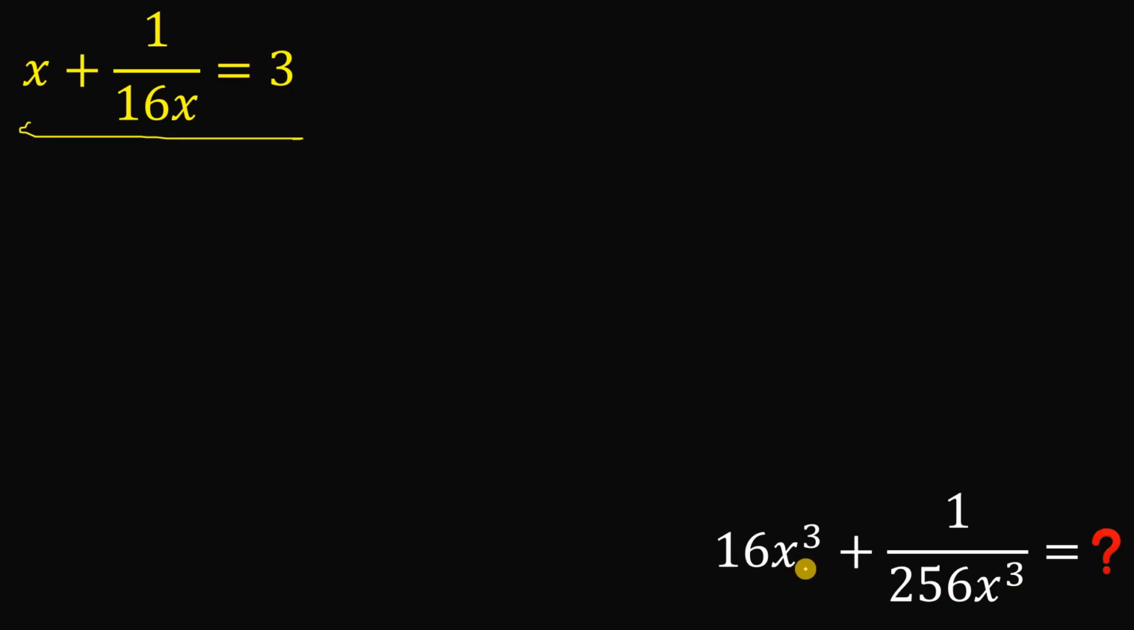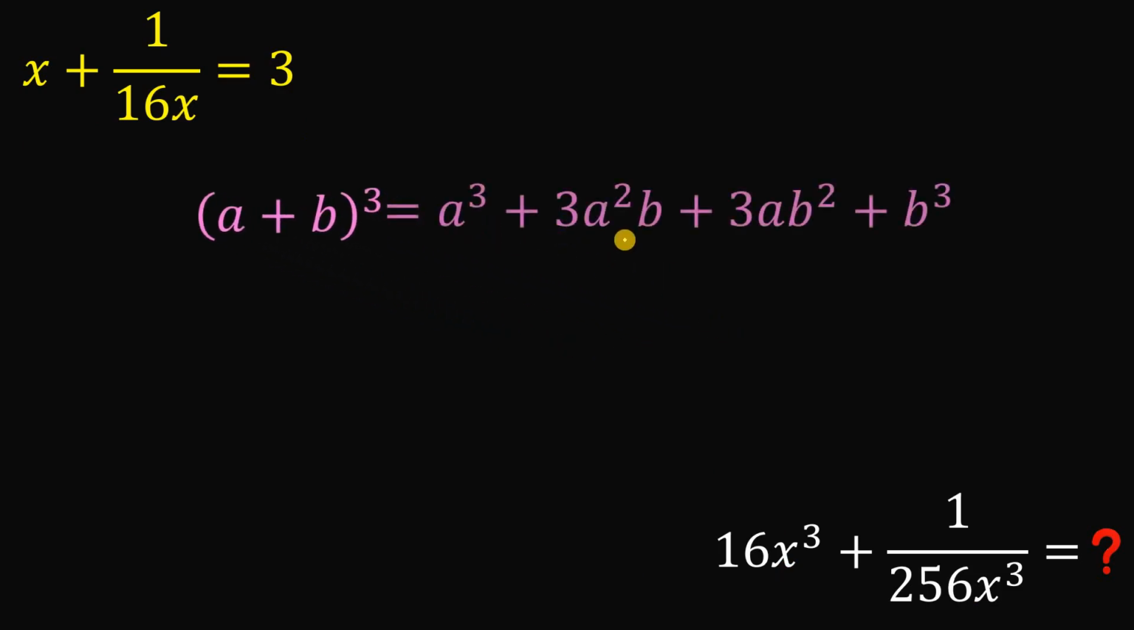Now, to answer this kind of question, notice that we have here x cubed and 1 over x cubed. Given this x plus 1 over 16x, what we're going to do is to use this identity, a plus b raised to the power of 3, because from x, we need x cubed. If we expand a plus b raised to the power of 3, we get a cubed plus 3a squared b plus 3ab squared plus b cubed.